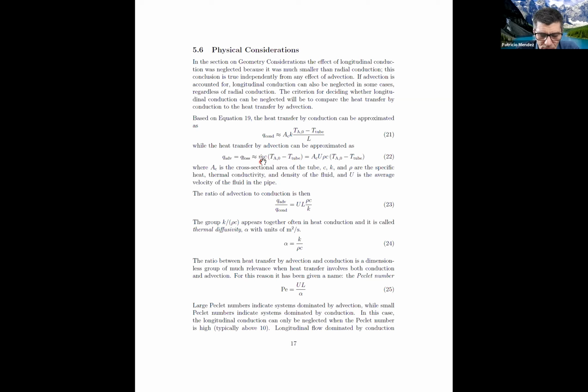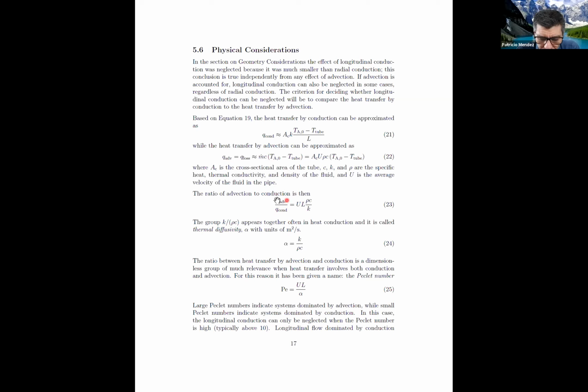And of course, the mass flow we can express in the form of volumetric flow times density, and volumetric flow is cross-sectional area times some velocity. We will learn exactly what velocities to use, but there is some velocity of the flow that we already know. If I make the ratio of heat by advection divided by heat by conduction, when this ratio is high, that means heat by advection dominates. When this ratio is small, it means heat by conduction dominates.